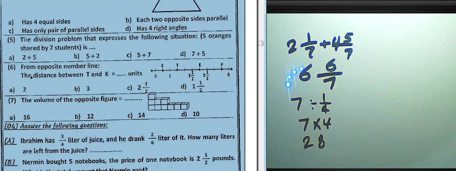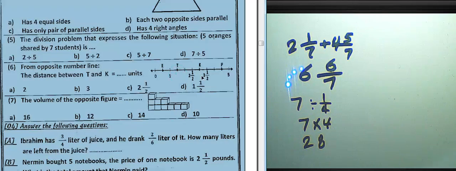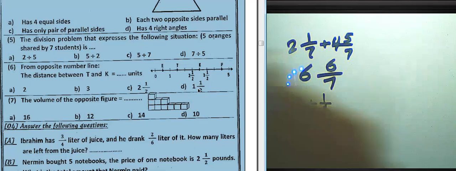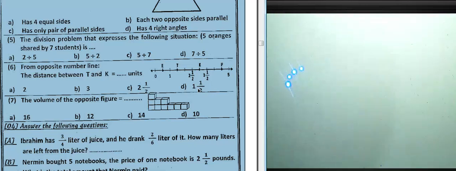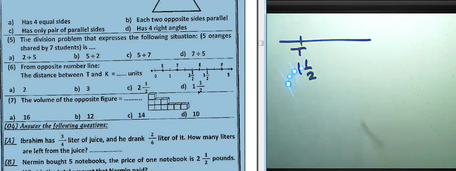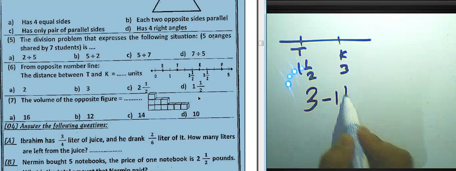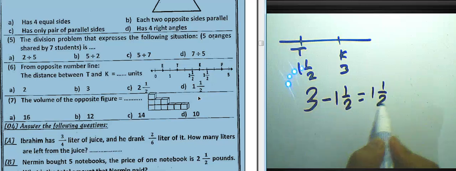From the number line, the distance between T and K. T will be 1.5 and K equals 3. The difference between them, 3 minus 1.5, will be 1.5. The result will be 1.5. Letter D.